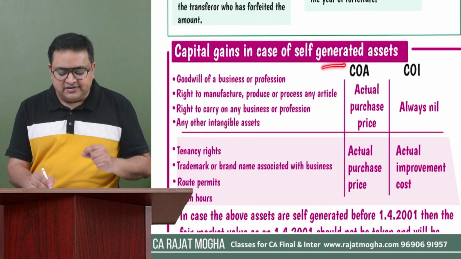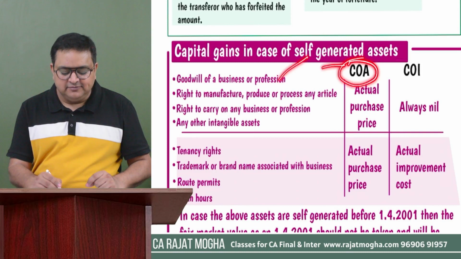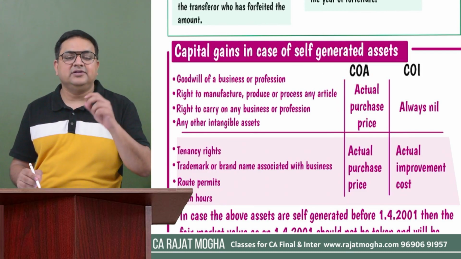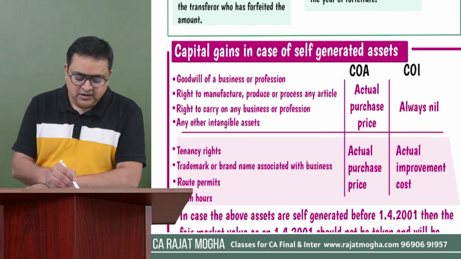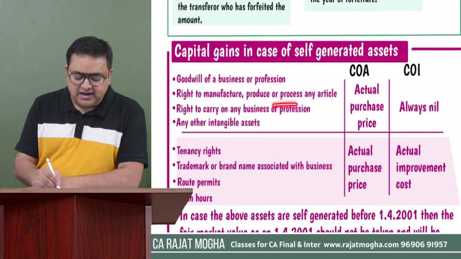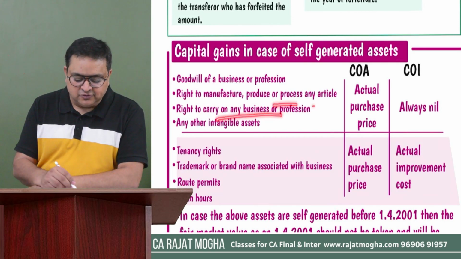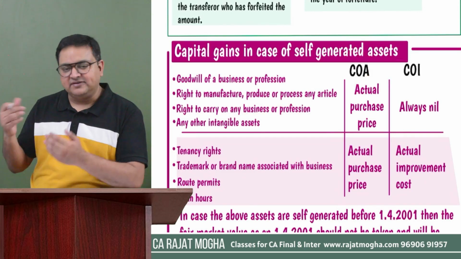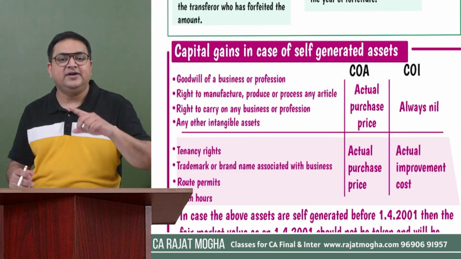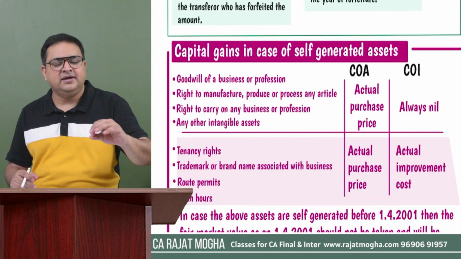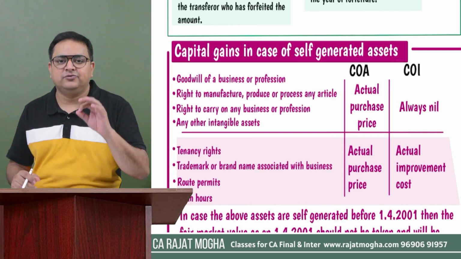If it is self-generated, the cost of acquisition will always be nil. If it is purchased, then we can take the actual purchase price. But if it is self-generated, the cost of acquisition will always be nil. So goodwill of a business or profession, a right to manufacture or produce any article or thing, a right to carry on business, or any other intangible asset: if purchased, we can take the purchase price, but if it is self-generated goodwill or any other self-generated intangible asset, we have to take the cost of acquisition as nil.